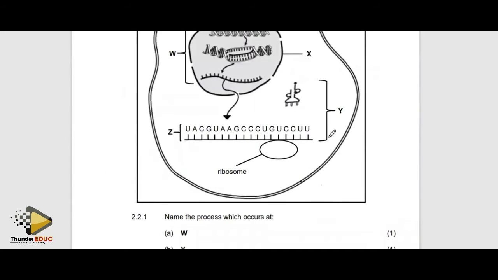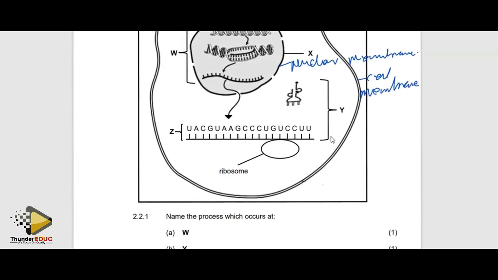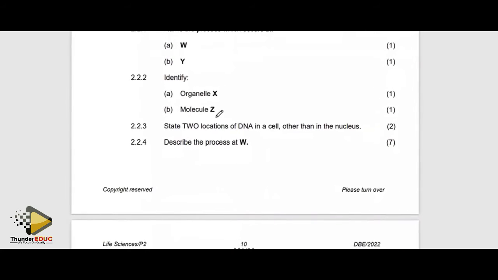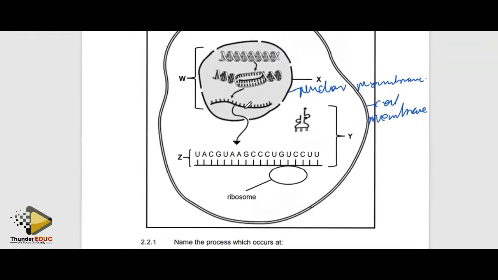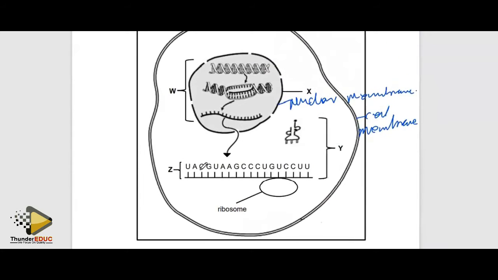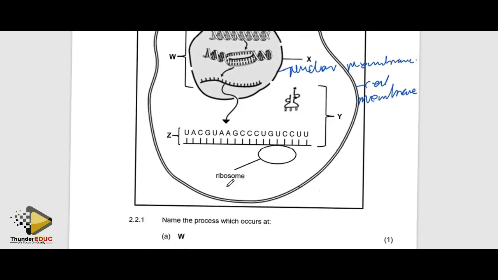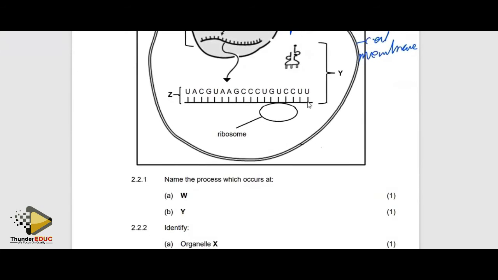Remember, this is the nuclear membrane, the membrane of the nucleus, while this one is the cell membrane. Yes. And then they are saying molecule Z. Where is molecule Z? They are looking for this. Because it is on the ribosome and it has moved out of the nucleus, it is messenger RNA.